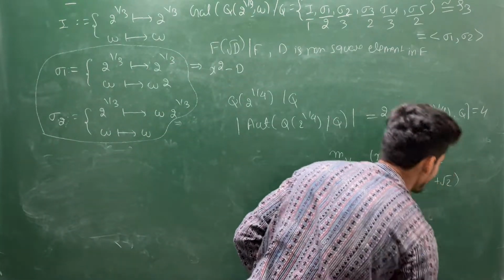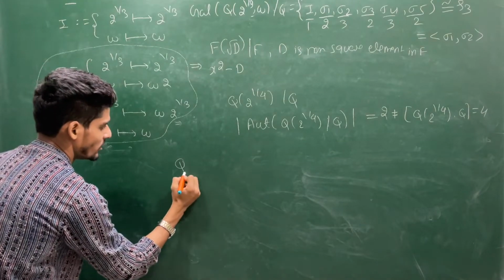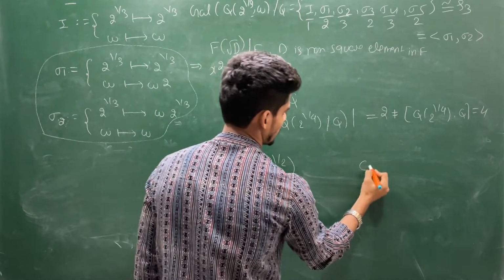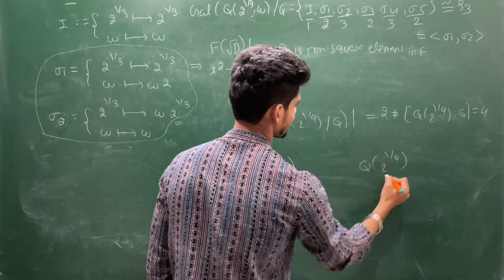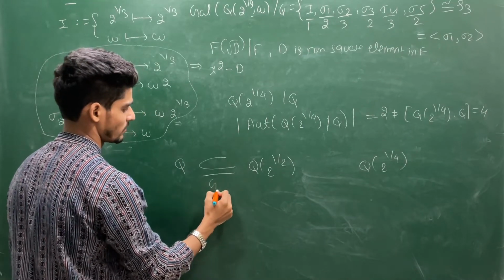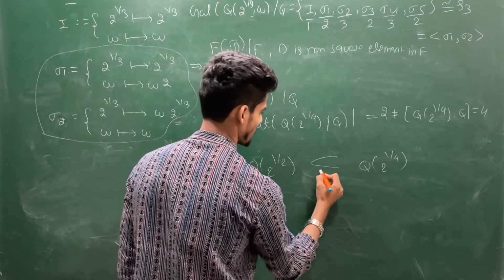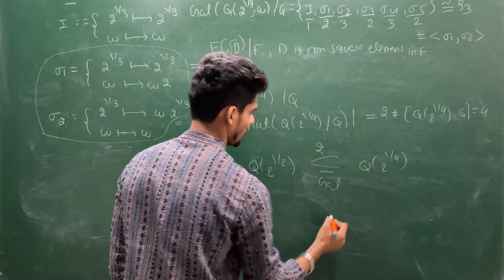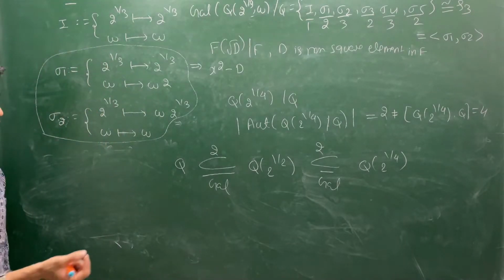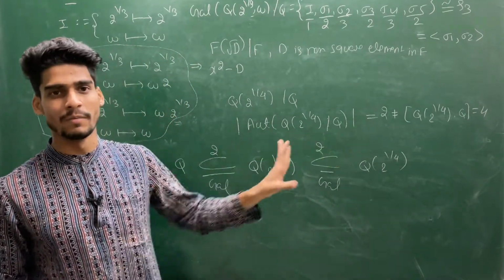Now let's observe its sub extensions. You have Q, then in between you have 2 power 1 by 2, and then you have 2 power 1 by 4. This is a Galois extension because this is a 2 degree extension. This is again a Galois extension because this is a 2 degree extension. Every quadratic extension is Galois, that we have seen, because you can always find some separable polynomial and the extension will be the splitting field.